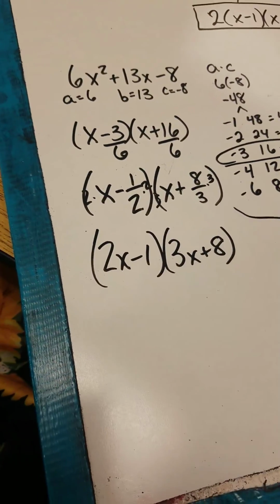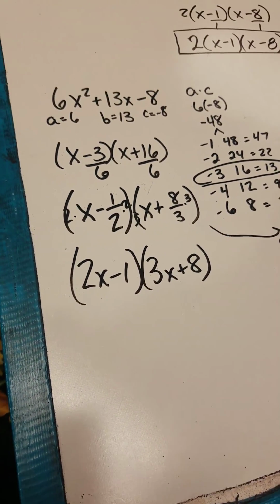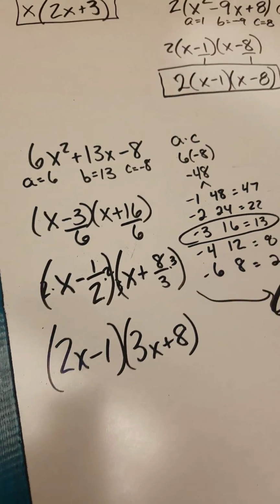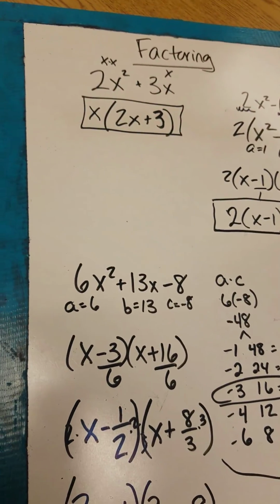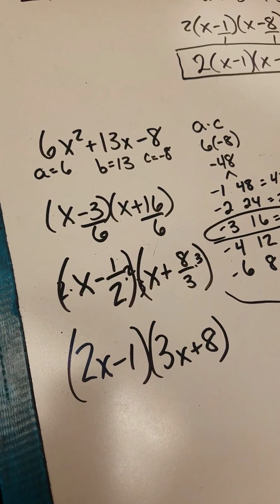Okay, so that's solving. I'm sorry, that's just factoring, not solving. So again, the big difference is no equal sign, so we can't set them equal to 0. Okay?